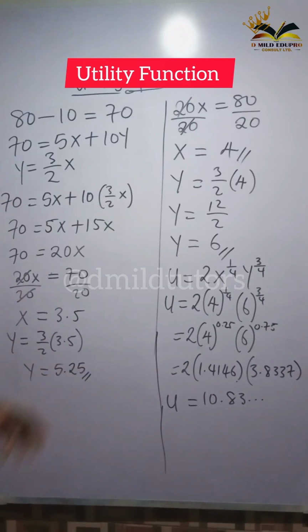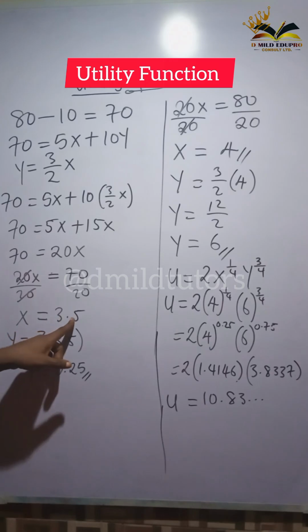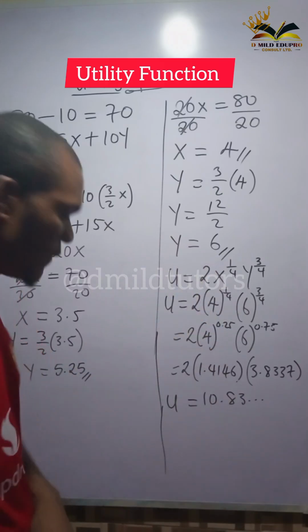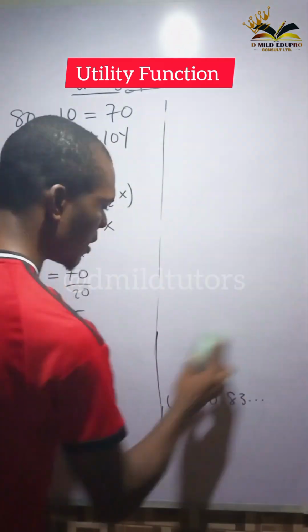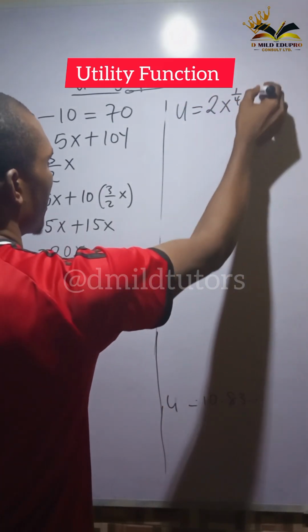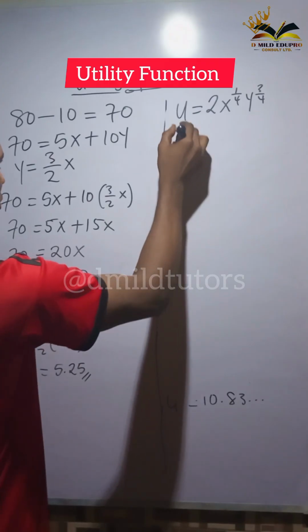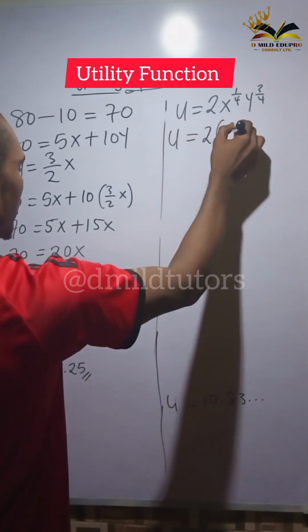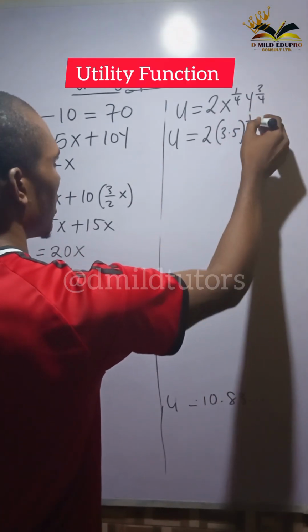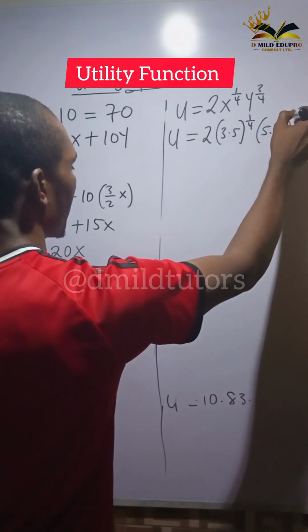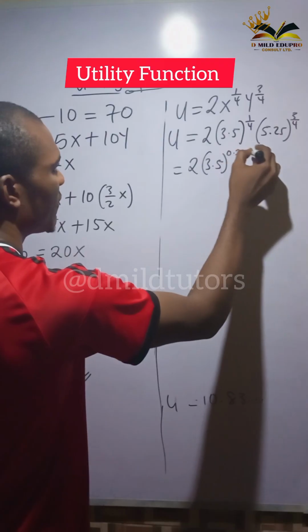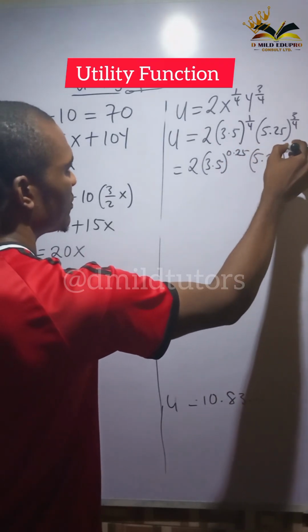Now, after the imposition of the lump sum tax, our x is 3.5 and our y is 5.25. So we are going to substitute that into the utility function. Now, utility function says u equals 2x raised to the power 1 over 4, y raised to the power 3 over 4. Now, the utility function will now be 2 into bracket 3.5 to the power 1 over 4, then 5.25 to the power 3 over 4. This becomes 2 into bracket 3.5 raised to the power 0.25, then 5.25 raised to the power 0.75.